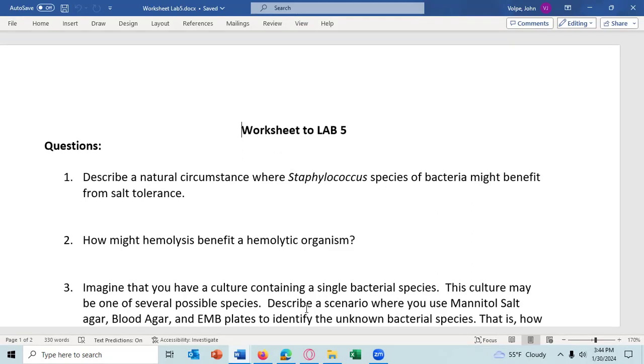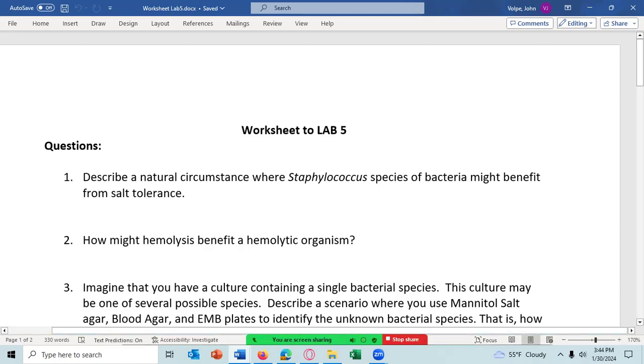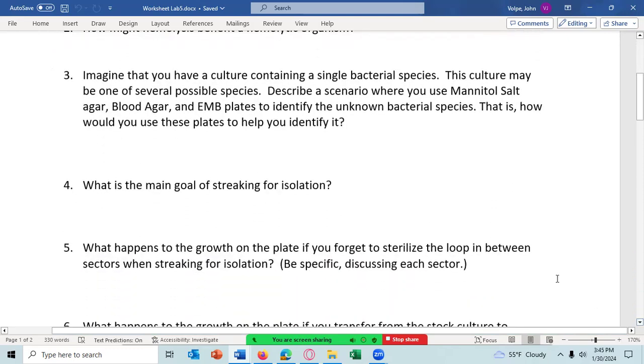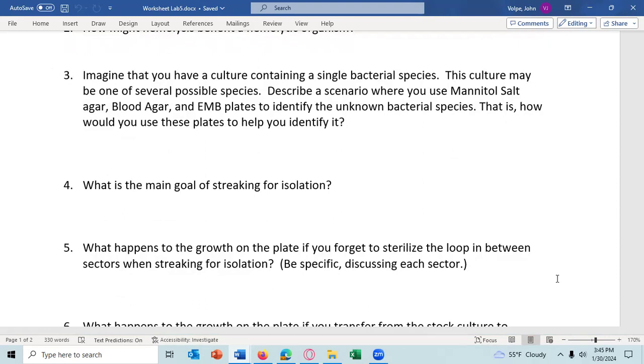How does that benefit the bacteria? All right, question 3. Imagine you have a culture containing a single bacteria species. This culture may be one of several possible species, and you don't know what species it is. Describe a scenario where you can use mannitol salt agar, blood agar, and EMB plates to help you identify the unknown bacterial species. That is, how would you use these plates to help identify the species?